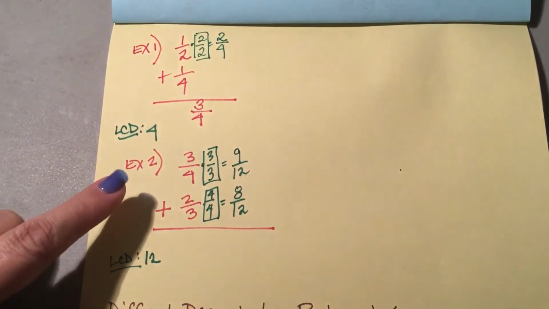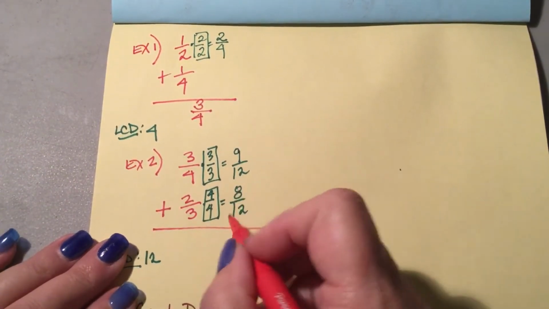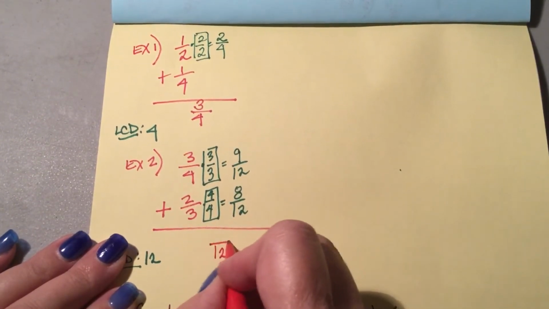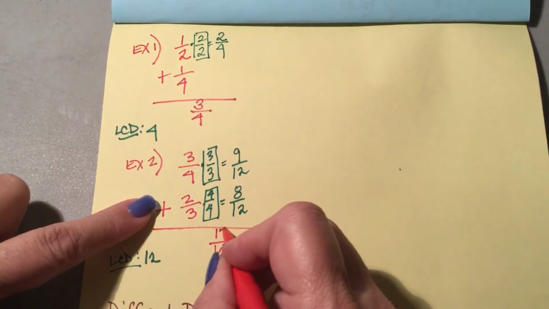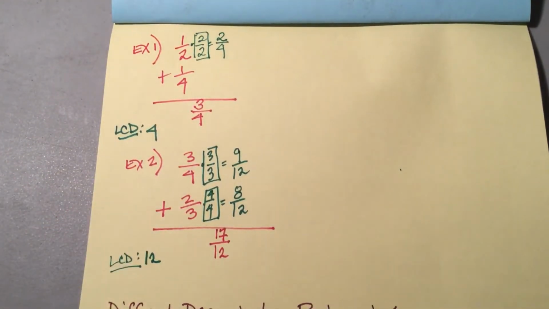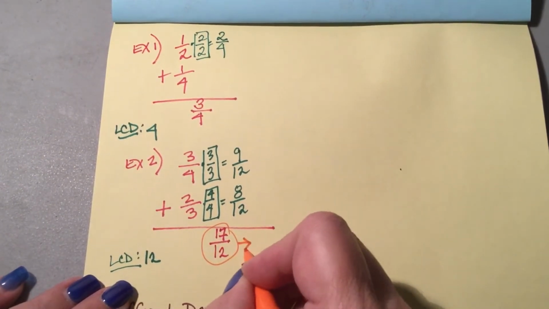So now we're going to go back to our normal way of adding and all this stuff that we've been doing. Keep the denominator, which is 12, and now I add the numerators, 9 plus 8, and now I get 17. You'll notice that this is an improper fraction. So I need to fix that improper fraction and change it.